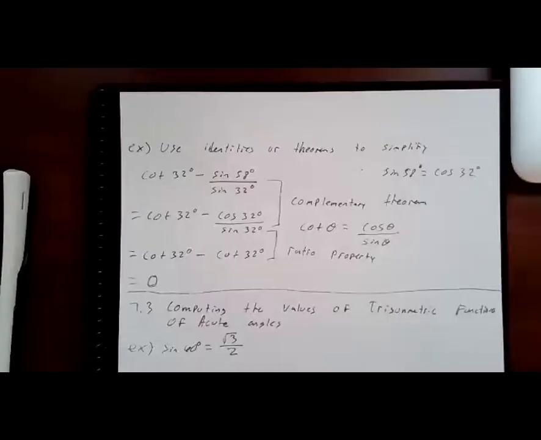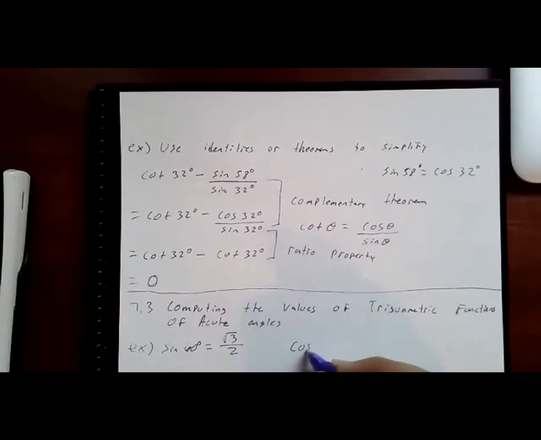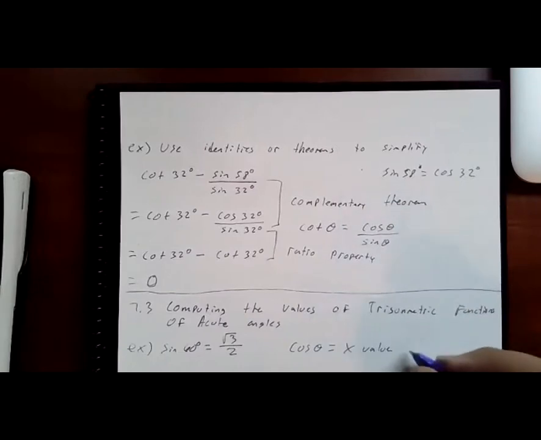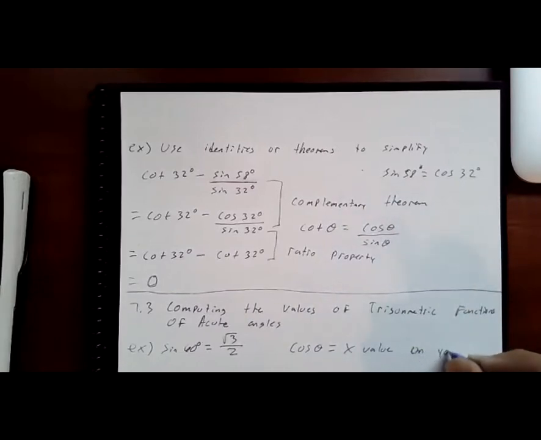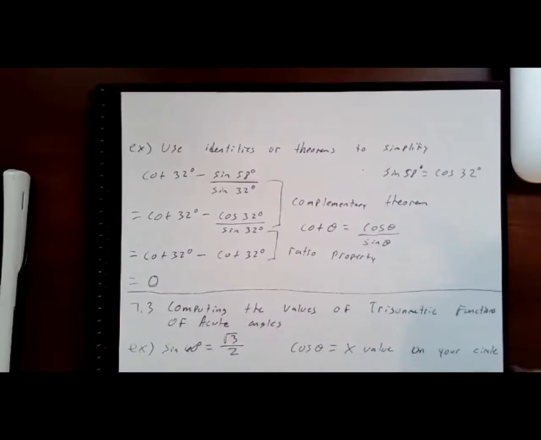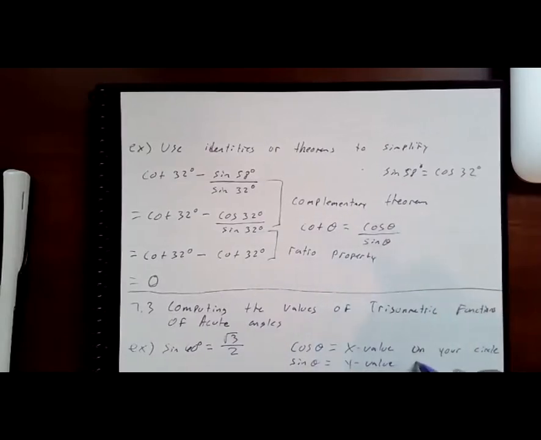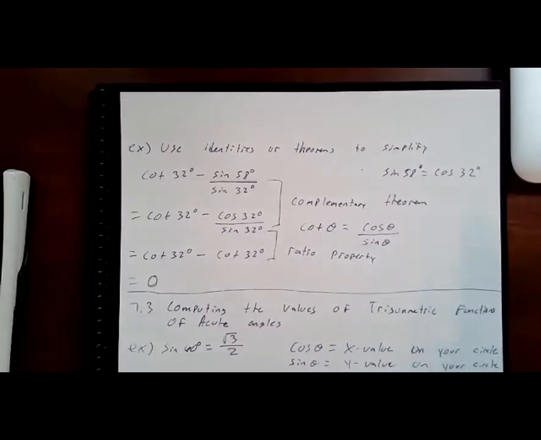So open that PDF so that way you can look at it all the time. Just remember, x is cosine. The cosine of an angle is equal to the x value in or on your circle. Sine theta is equal to the y value on your circle. And I mean the unit circle.